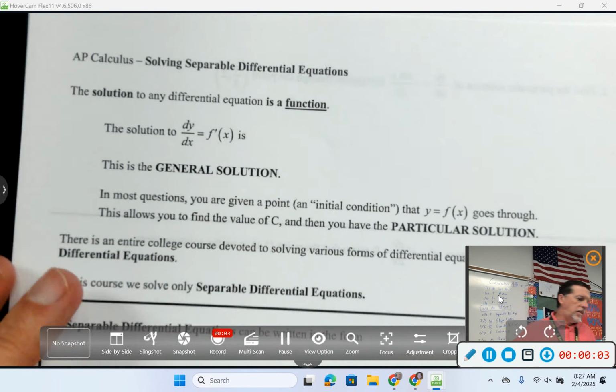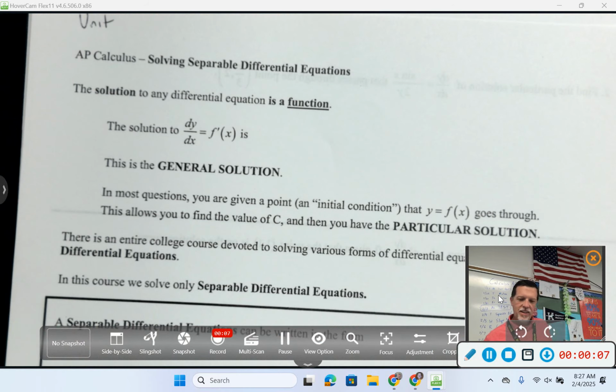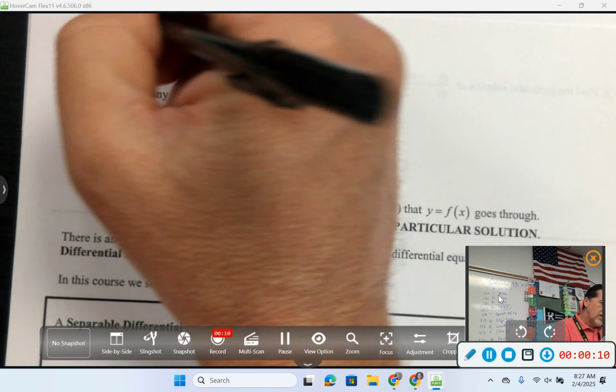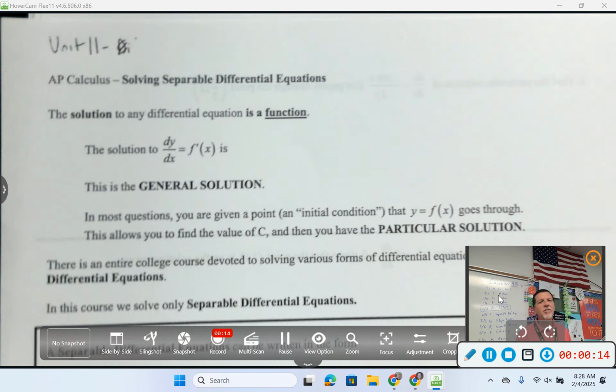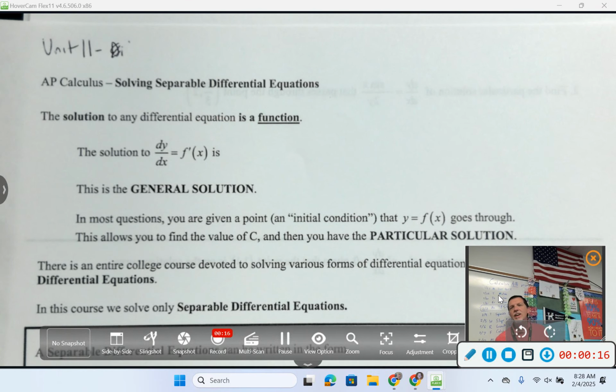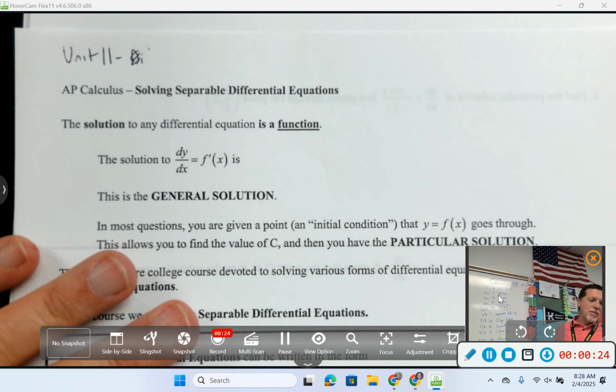All right, day one of the second to last unit, unit 11. There's several things sort of thrown into this unit. It's hard to give it a title. Just call it unit 11. First day is solving separable differential equations. That's a mouthful.